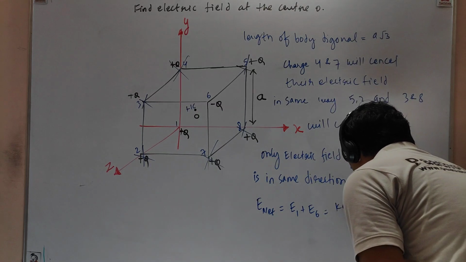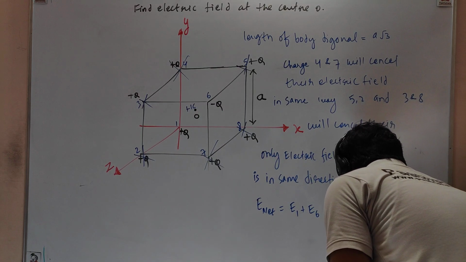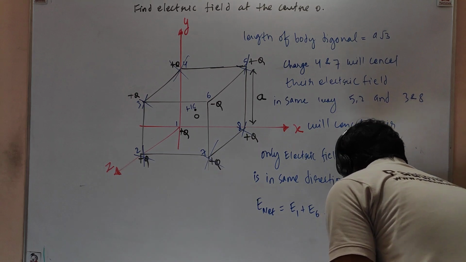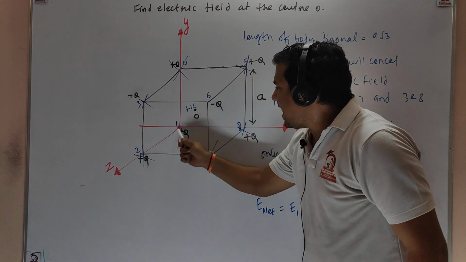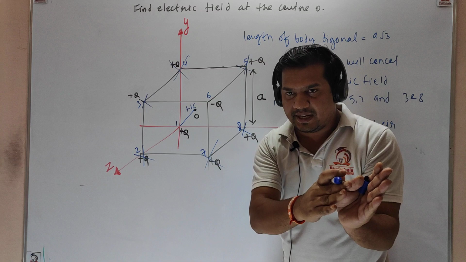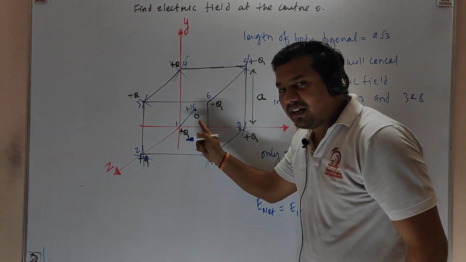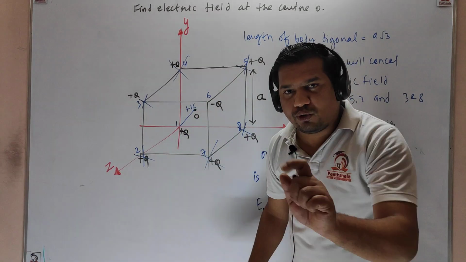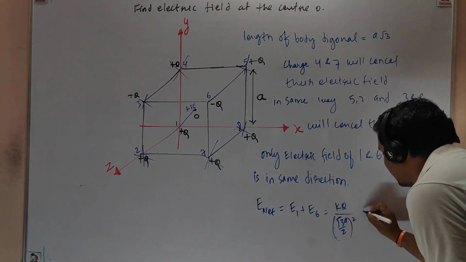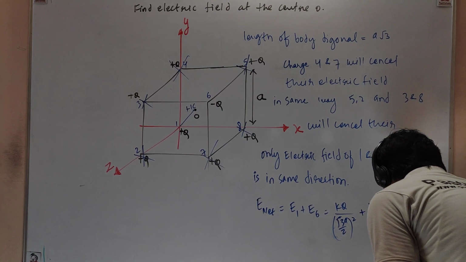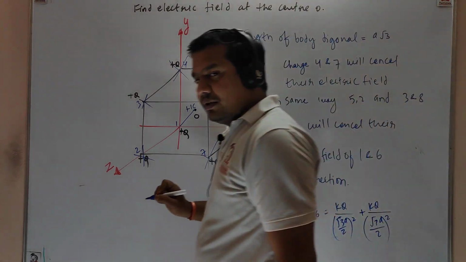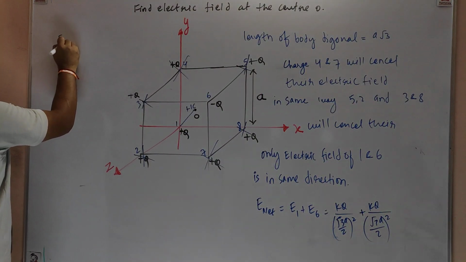Now what is the electric field due to 1? kQ upon square of distance. So the distance is a root 3 by 2. Agree or not? The length of the diagonal is a root 3, but the distance between 1 and O is half of a root 3. Agree? O is the center. The length of the complete body diagonal is root 3 a, but point O is at the center. That's why the distance must be this. Plus kQ upon (root 3 a by 2) whole square. Agree? So what is the net electric field?